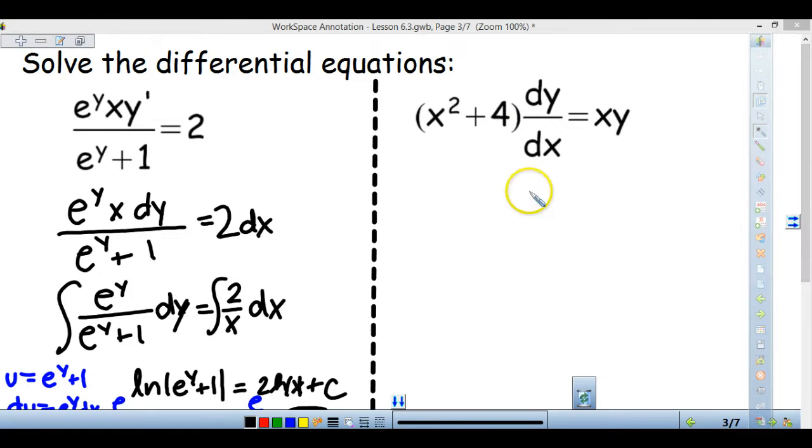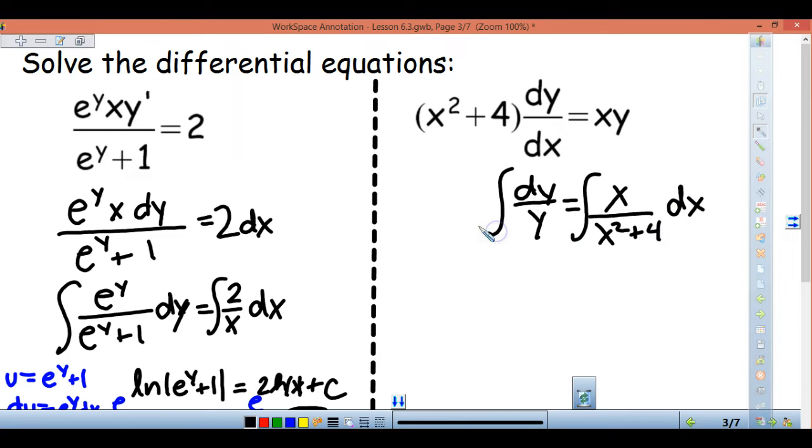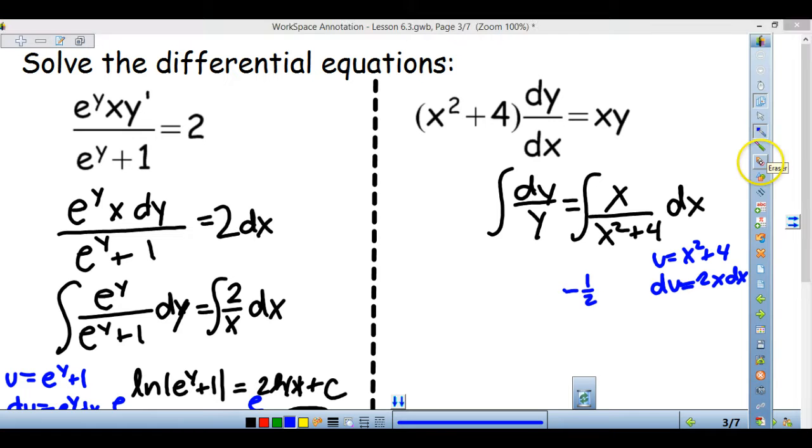So I want to keep y's over here with my dy, so I end up dividing over the y. I'm going to leave the x over here, and then I need to figure out how to get rid of that, so I divide over the x squared plus 4. On this one, the x side is going to have a small u sub, so x squared plus 4. So 2x dx. Well, we don't have the 2, so we need to compensate for that. Oops, there's not a negative there, pardon me.